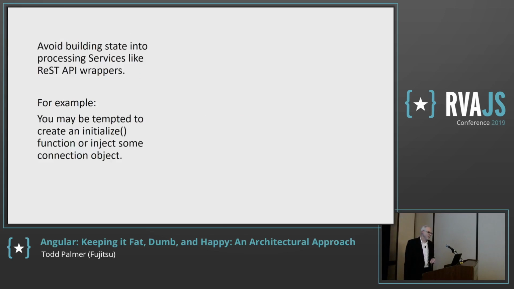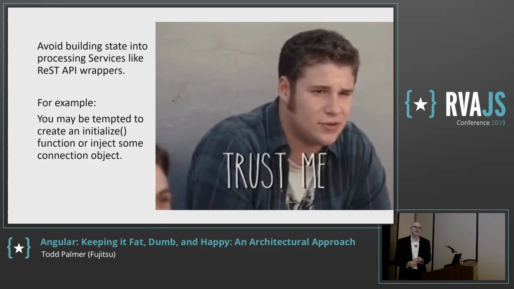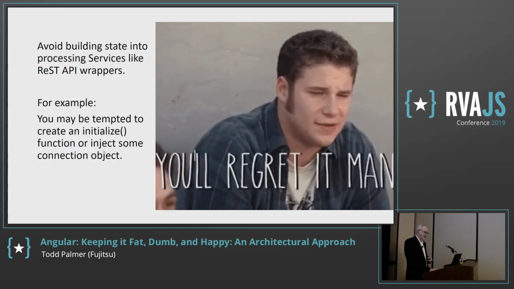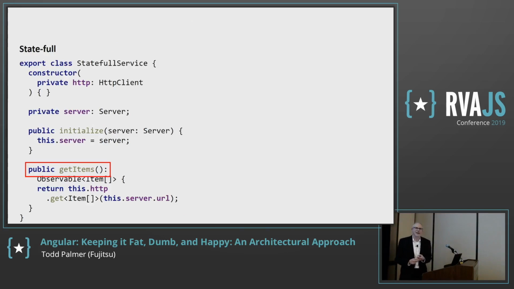All right. So we should avoid building state into your processing services, especially those backend REST API services. You may be tempted to add some sort of initialize function, because for a backend system, you need to know certain things about it, like where it's located. You might need to know a server ID, maybe a tenant ID on that server. So you might be tempted to create something like an initialize function where you set all that up. And I can tell you from experience, don't do it. You'll regret it. Trust me on this one. And I know because I did it.